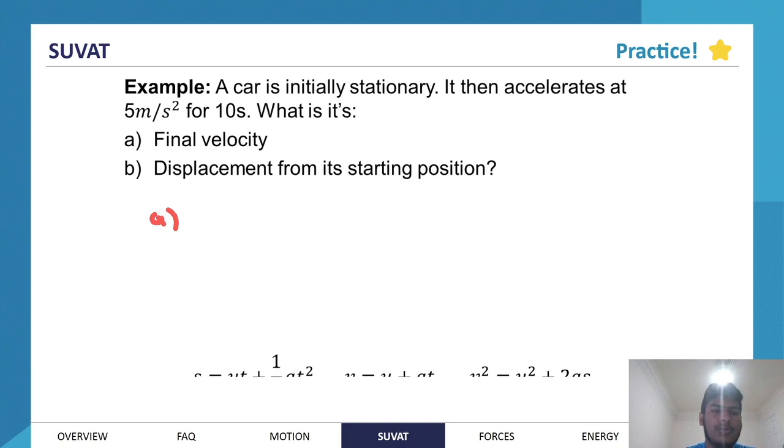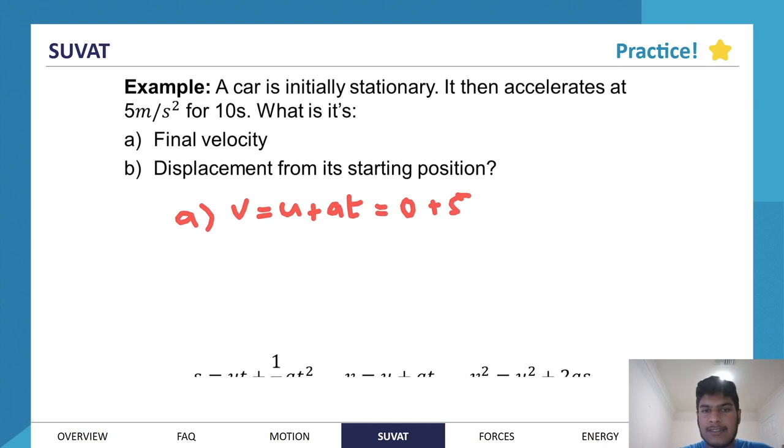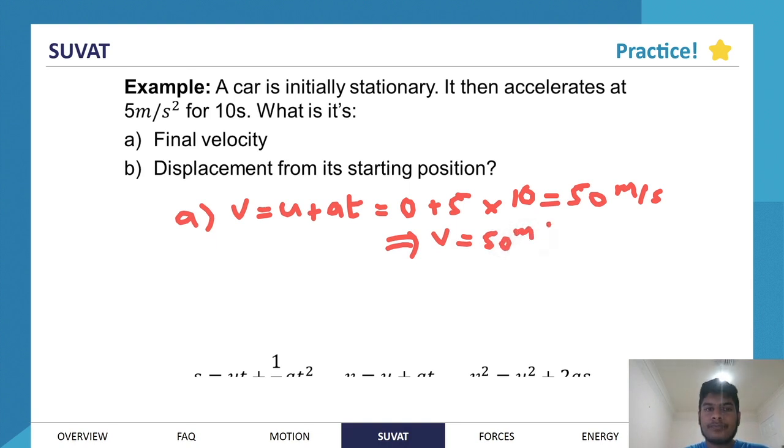Part A, V equals U plus AT, where U is 0 in this case. Maybe I'll write that out. V equals U plus AT. U is 0 because that's the initial velocity. A is 5 meters per second squared because that's the acceleration. And T is 10 seconds, so it's going to be 50 meters per second. The final velocity of the car in this case is 50 meters per second. They haven't given a specific direction, so maybe we'll leave the direction out for now. But if it's going forwards, then forwards, or if it's going north, it's north, and whatnot.